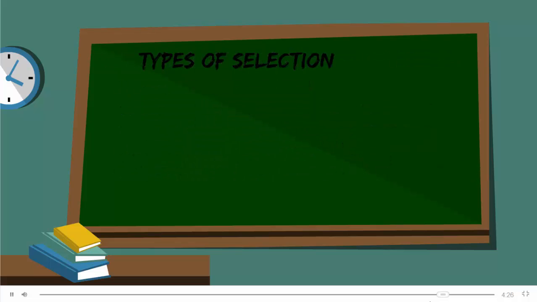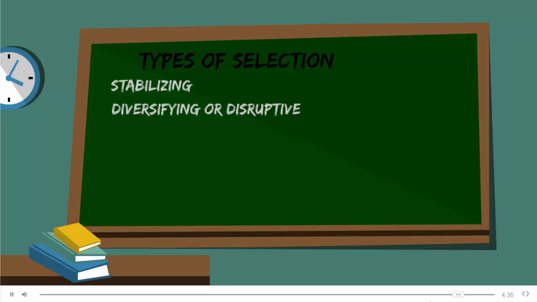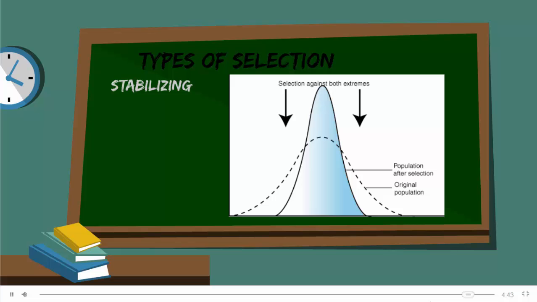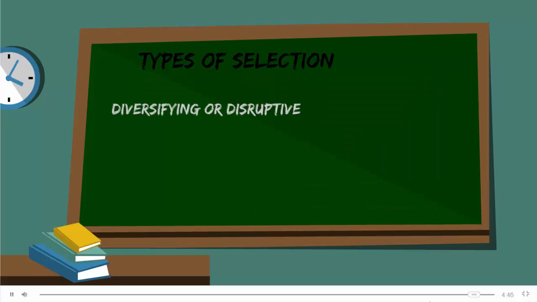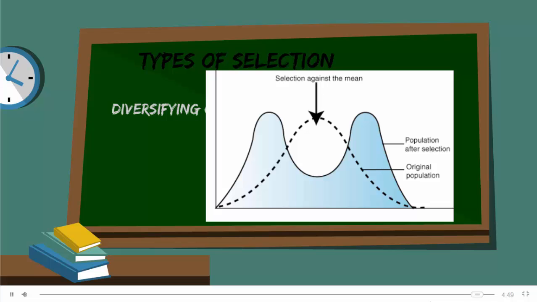Natural selection can alter the frequency of inherited traits in a population in 5 different ways, depending on which phenotypes in a population are favored. The 5 types of selection are stabilizing, disruptive, directional, sexual, and artificial. Stabilizing selection eliminates the extremes and favors the more common intermediate forms. Disruptive selection increases the extreme types in a population at the expense of intermediate forms.